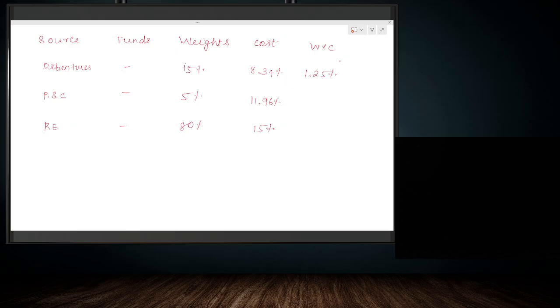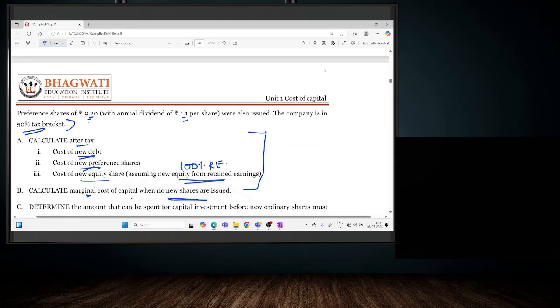So what is the marginal cost of capital? Tell me these numbers and this number. 0.598. This is 12 percentage. 13.85%, we can round it. So this is the weighted marginal cost of capital. Clear so far? Now look at the third requirement of the question.